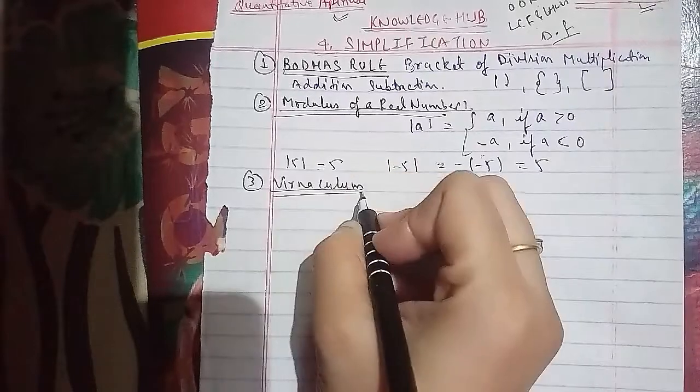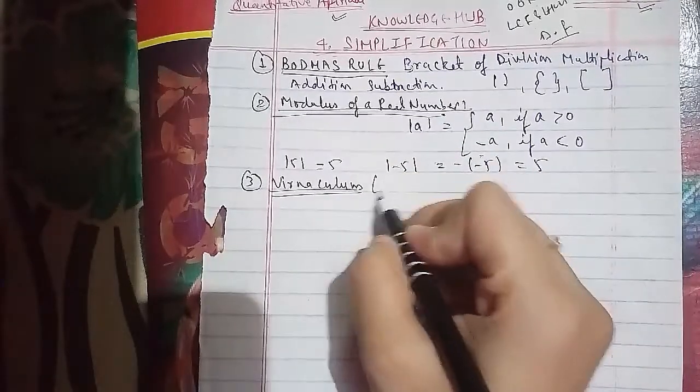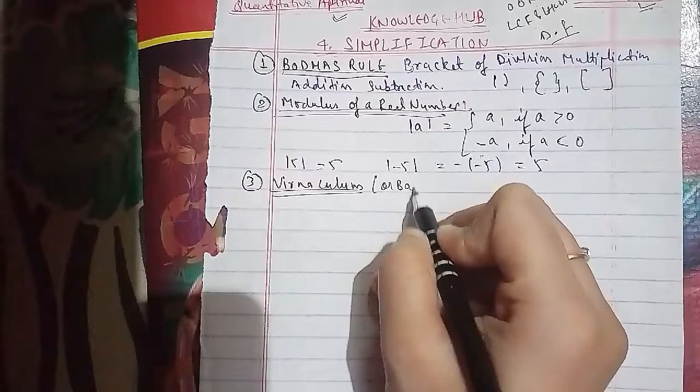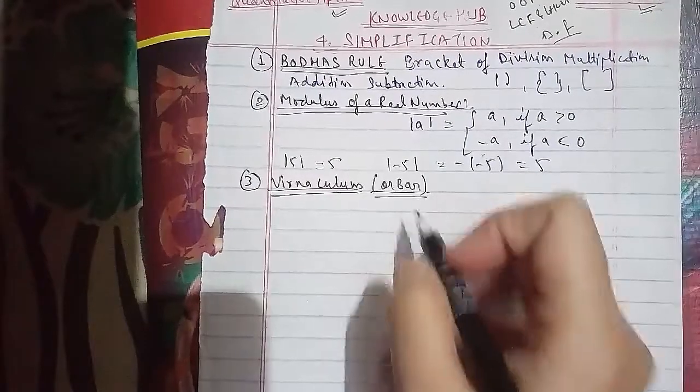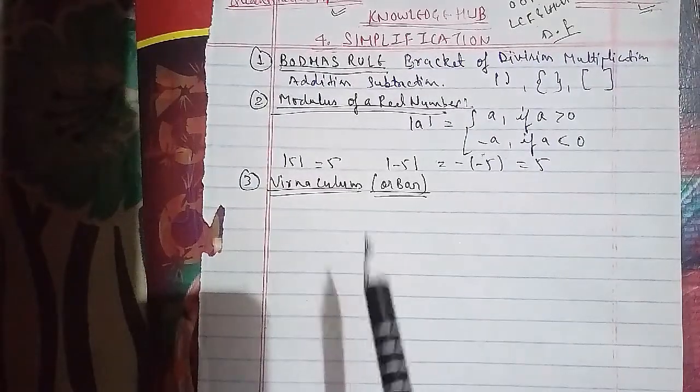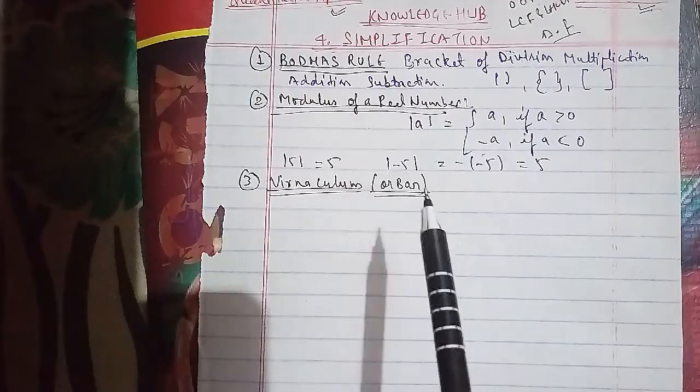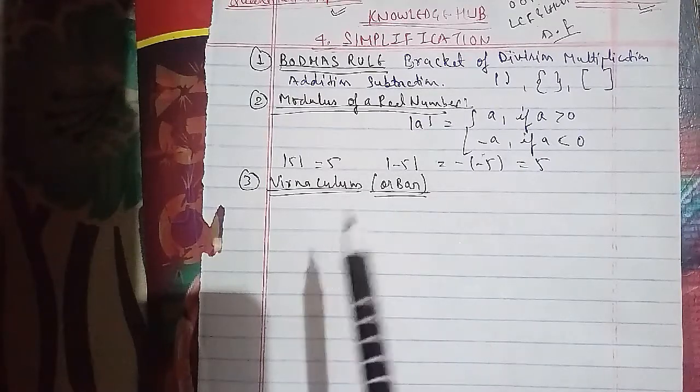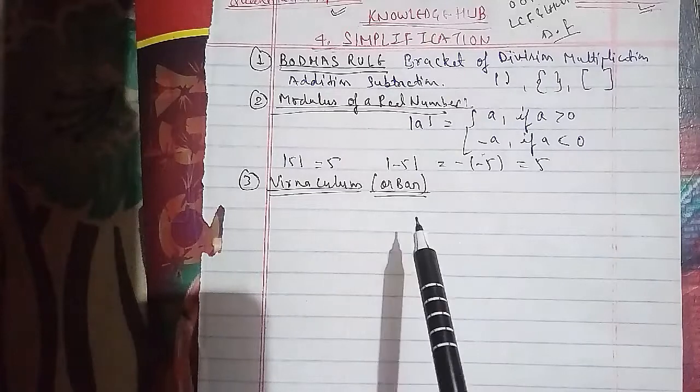In terms of vinculum, or a bar, when an expression contains a vinculum, before applying the BODMAS rule, we simplify the expression under the vinculum.